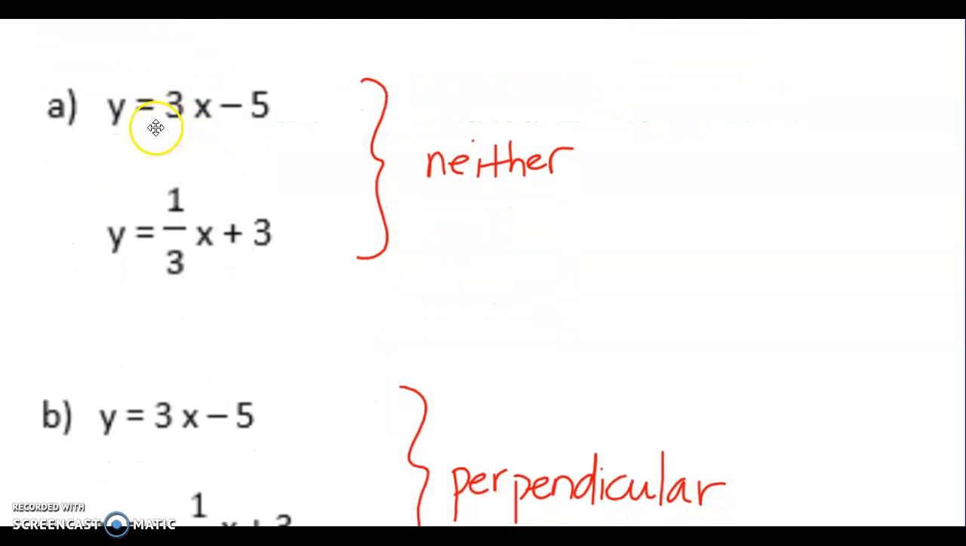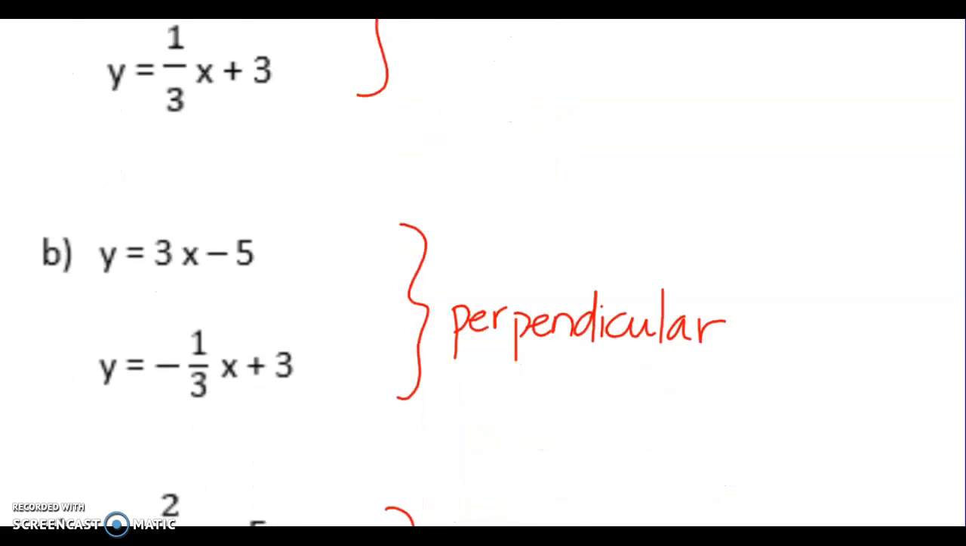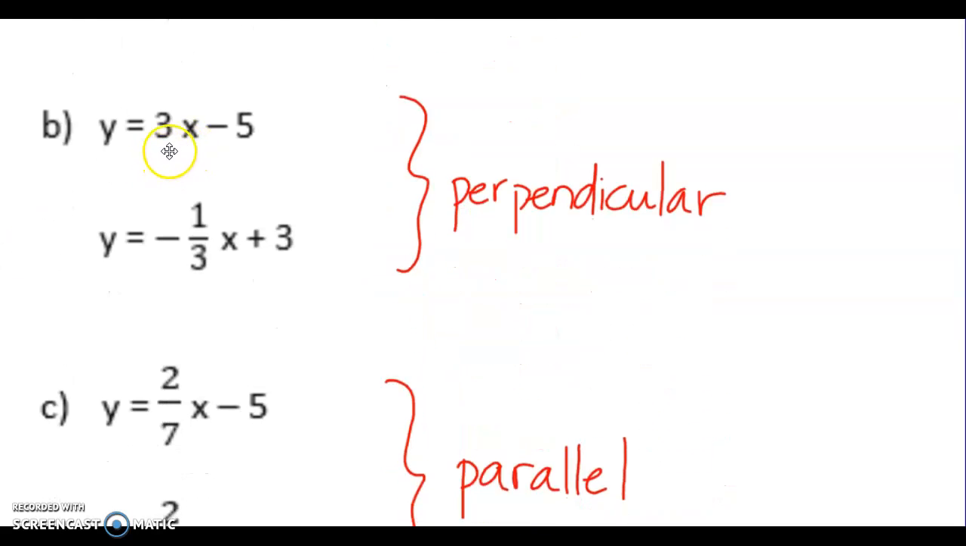So set A, we've got y equals 3x minus 5, y equals 1/3 x plus 3. So I'm looking at my slopes. Well, this slope is 3/1, this slope is 1/3. They are reciprocals, but they're not negative reciprocals, right? They're both positive. So these are neither. They're not parallel, and they're not perpendicular. Set B, my first slope is 3, my second slope is negative 1/3. These are in fact negative reciprocals of each other, so these two lines are perpendicular.